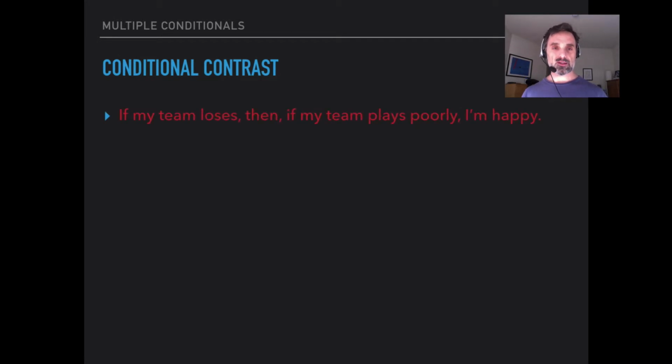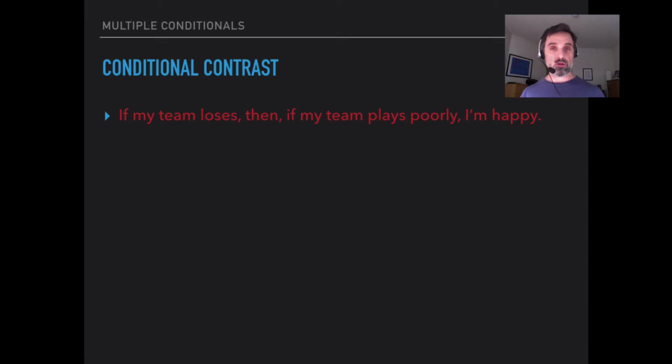Now let's consider the second sentence. If my team loses, then if my team plays poorly, I'm happy. Is this true? Well, to ask that question, if the antecedent is true, then is the consequent true? So suppose my team loses, is it then true that if my team plays poorly, I'm happy? Well, that itself is true if its antecedent is true, my team plays poorly, then it's also the case that I'm happy. In other words, this whole conditional is true when? Well, when two things happen, my team loses and my team plays poorly, then also I'm happy.